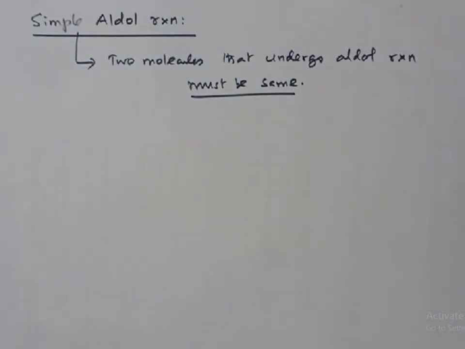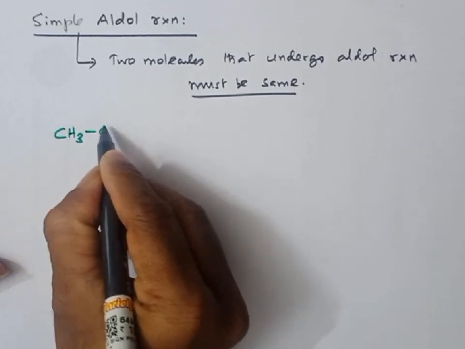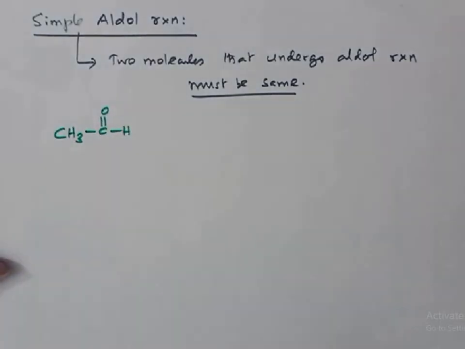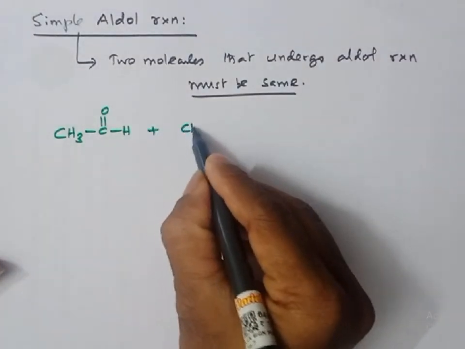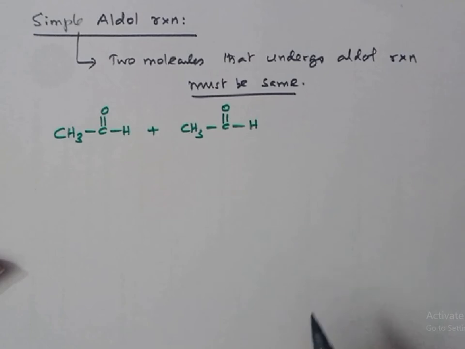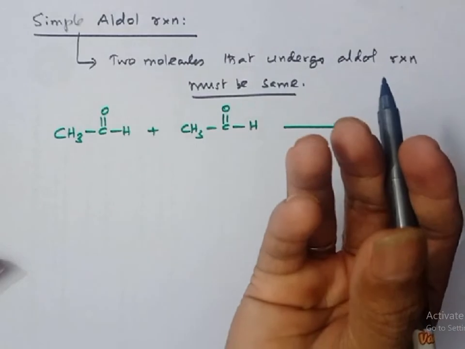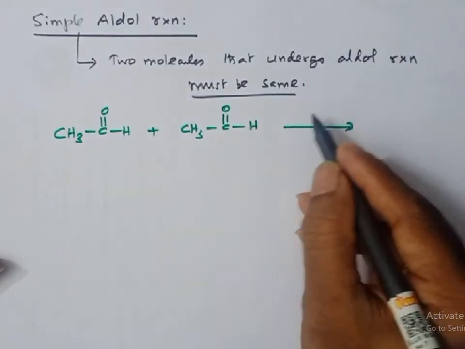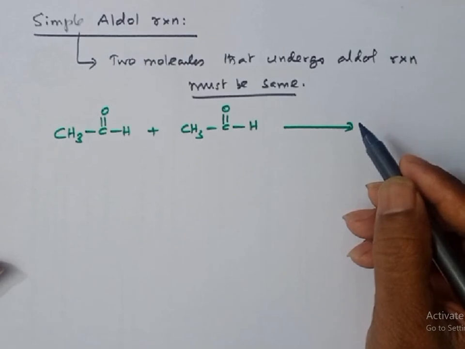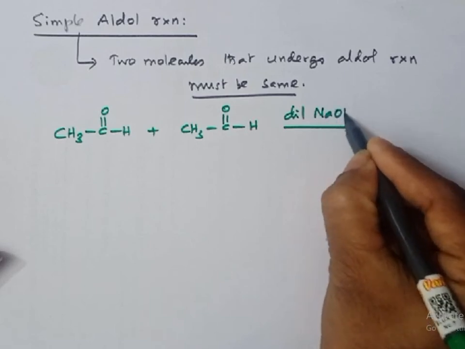For example, let me take a compound, acetaldehyde, CH3 C double bond O H. Acetaldehyde, also called ethanal. You take two molecules of ethanal. We take acetaldehyde in a container, then we add base. Normally we use sodium hydroxide or barium hydroxide. We will add dilute sodium hydroxide.